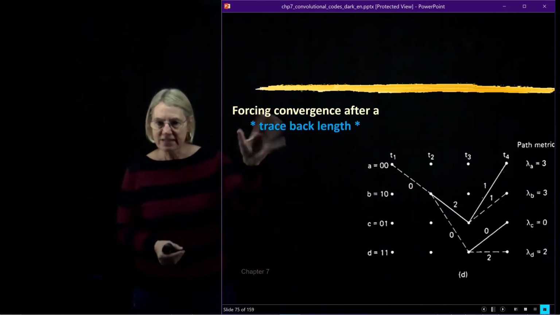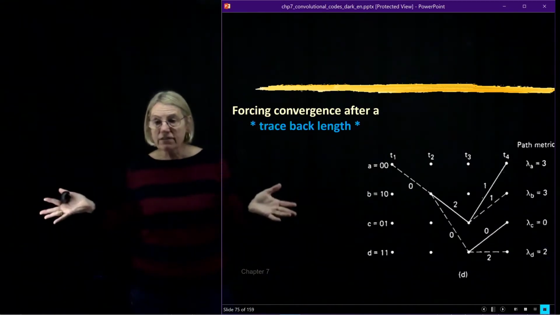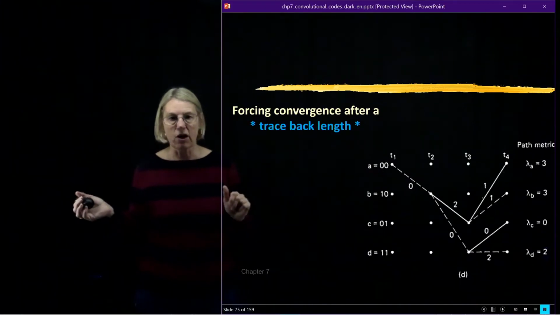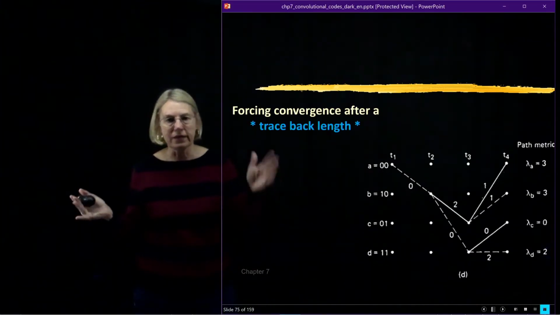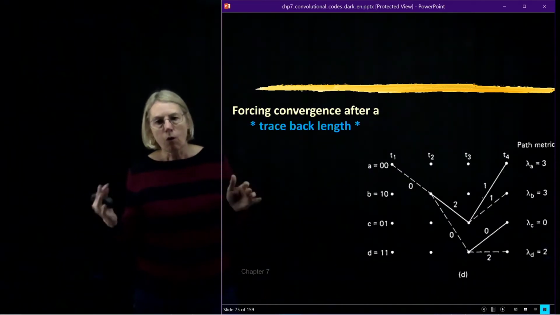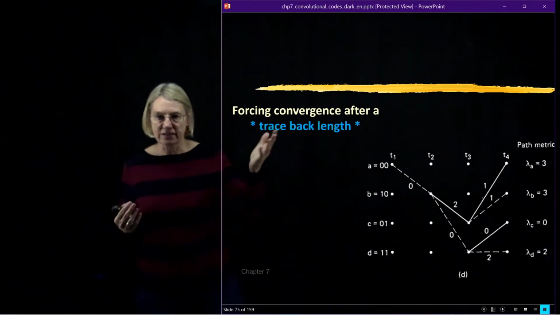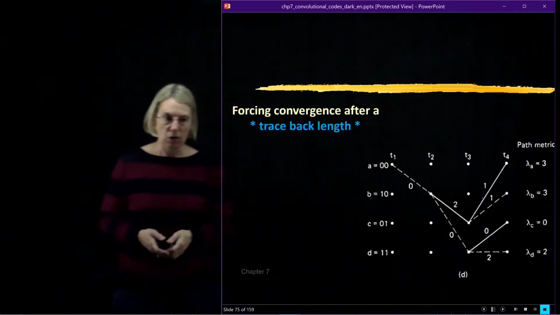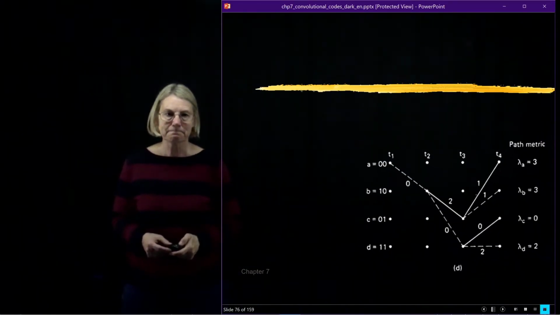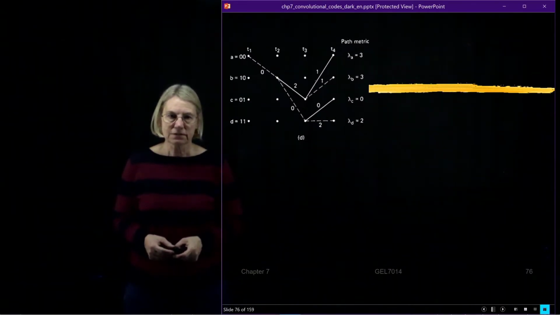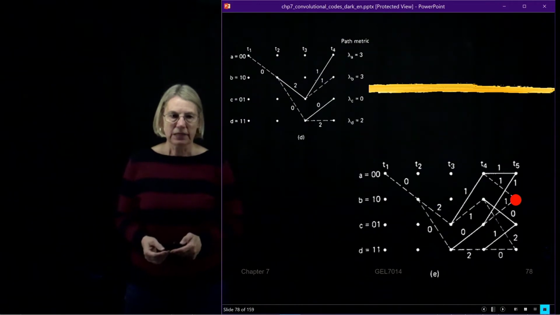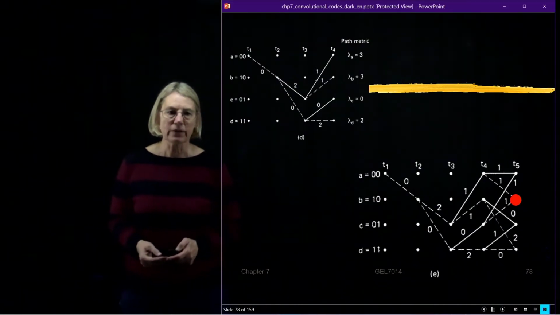So we can make this as a compromise. We want it to be long enough so that we won't have to force merge very often, or when we do force it, it will be so deep back that it's going to be pretty obvious what it should be. Or we have to tolerate the added memory requirement. But anyway, engineering choice, traceback length. So let's continue in our example just to hit a place where things become a little ambiguous.